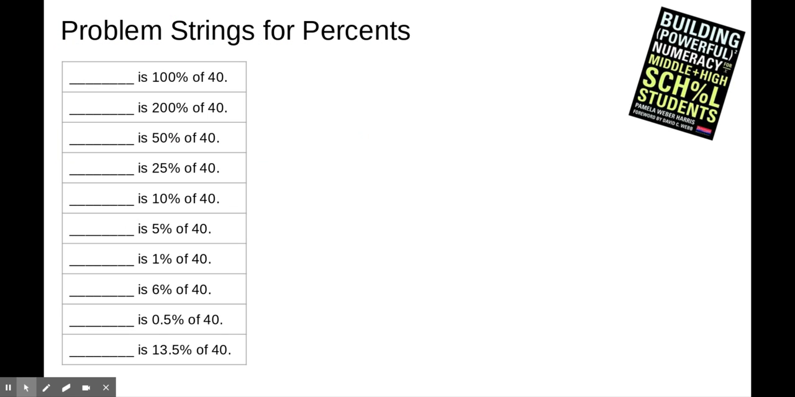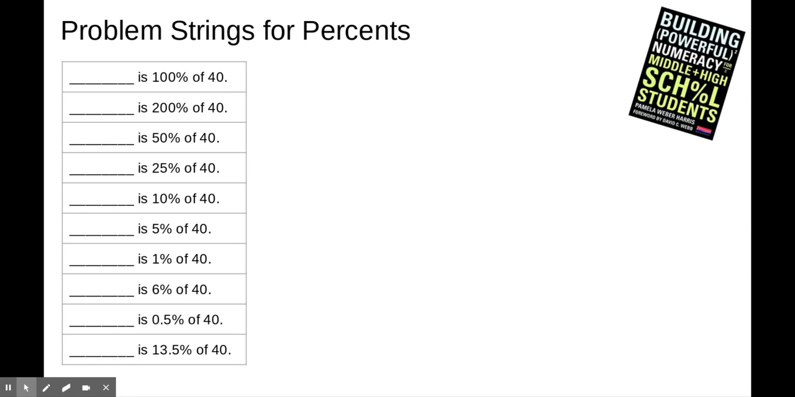One thing that's quite helpful is problem strings. We want students to be flexible with percentages. And these problem strings are from Pam Harris's book, Building Powerful Numeracy. This is a classroom routine which is purposefully designed as a sequence of problems so that as students work down, they can use a prior result to move forward. So for example, we're starting here with what is 100% of 40? So 40 is 100% of 40. So what is 200% of 40?